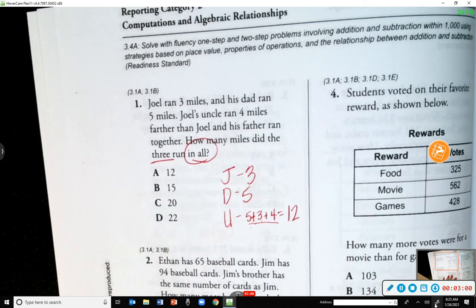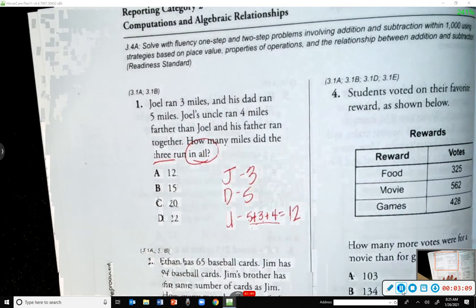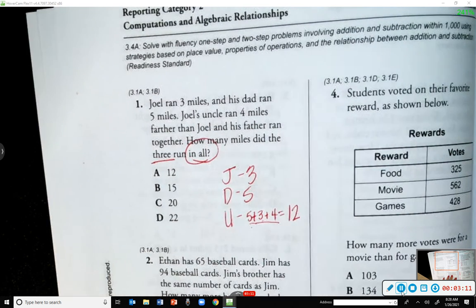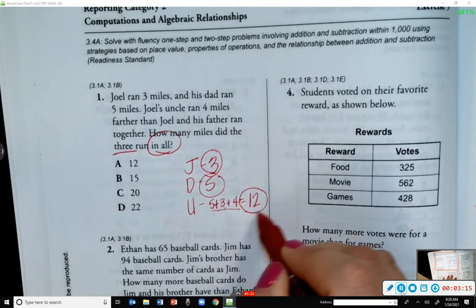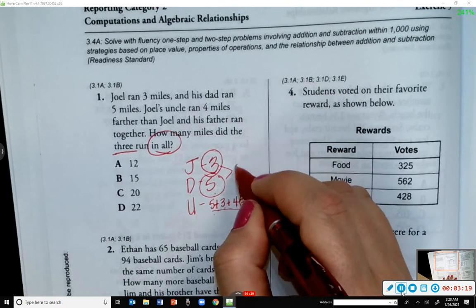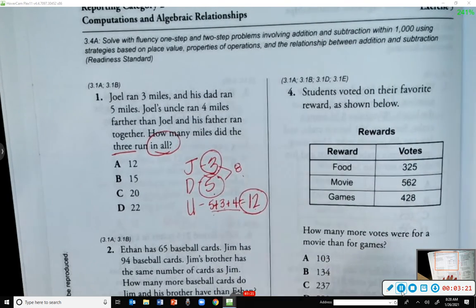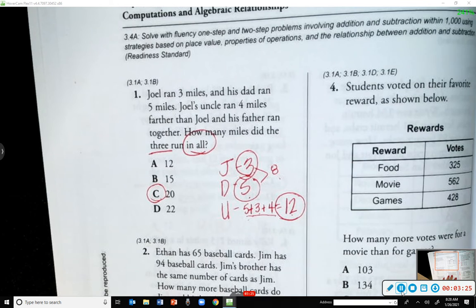How many miles did the 3 run in all? So what would I do now, Evangeline? Okay, so we need to add all 3 of them up now. 3, 5, and 12. What's 3 plus 5? 8. 8 plus 12? 20. So C should have been your correct answer.